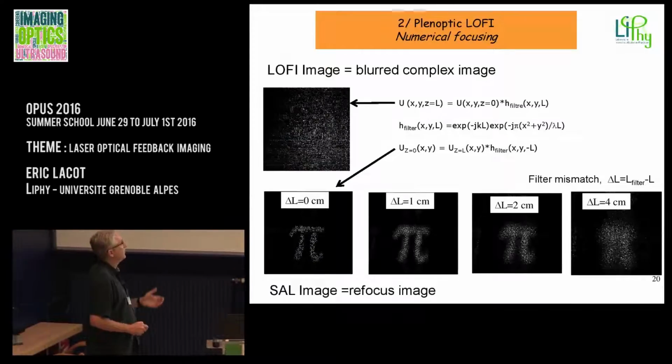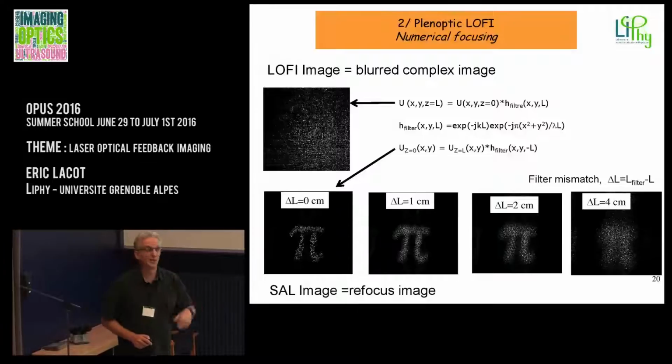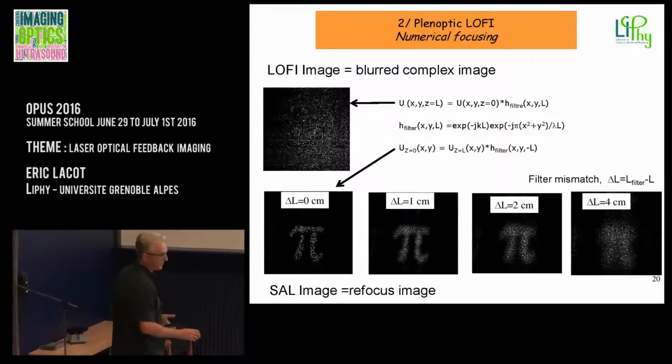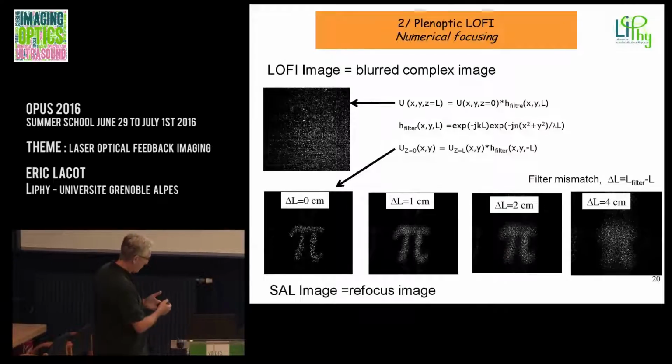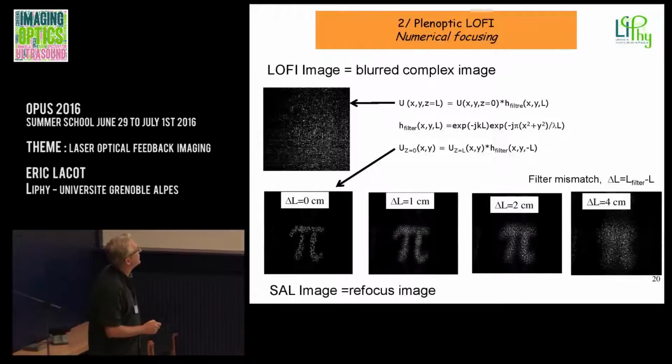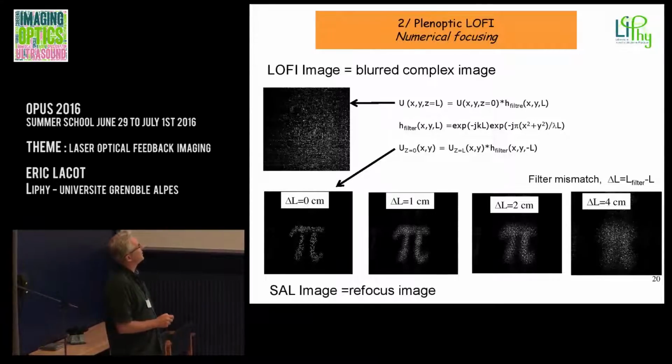Now I would like to give you another physical interpretation of the synthetic aperture process. In fact, the raw image which is initially obtained in the LOFI setup is a blurred complex image of the target. As you can see, this is the electric field of the image, and this is simply the convolution between the real image and the free space propagator, the Fresnel propagator. The formula of the Fresnel propagator is given here.